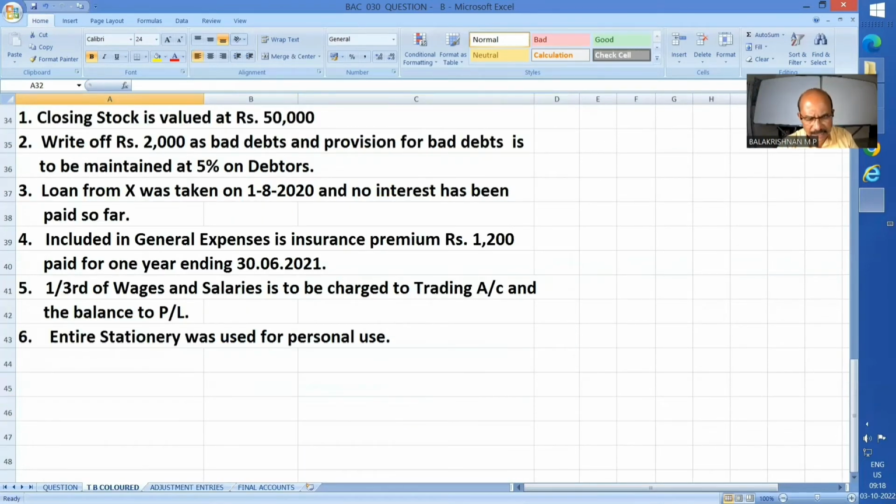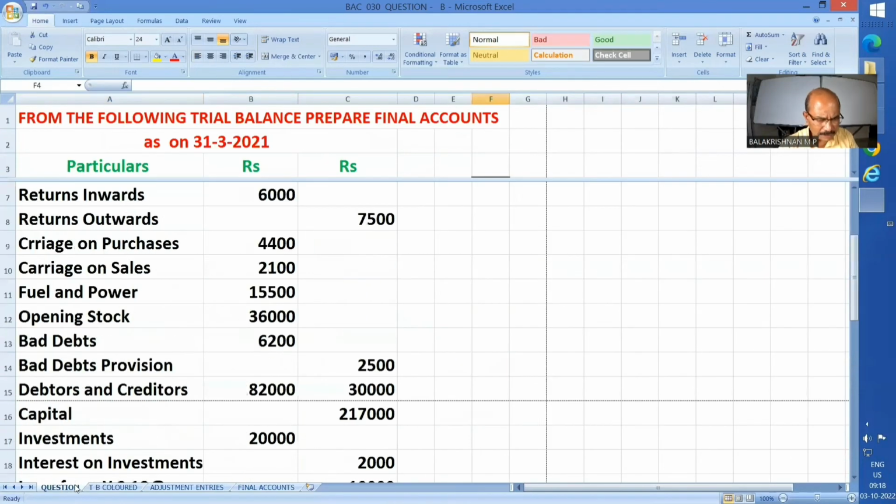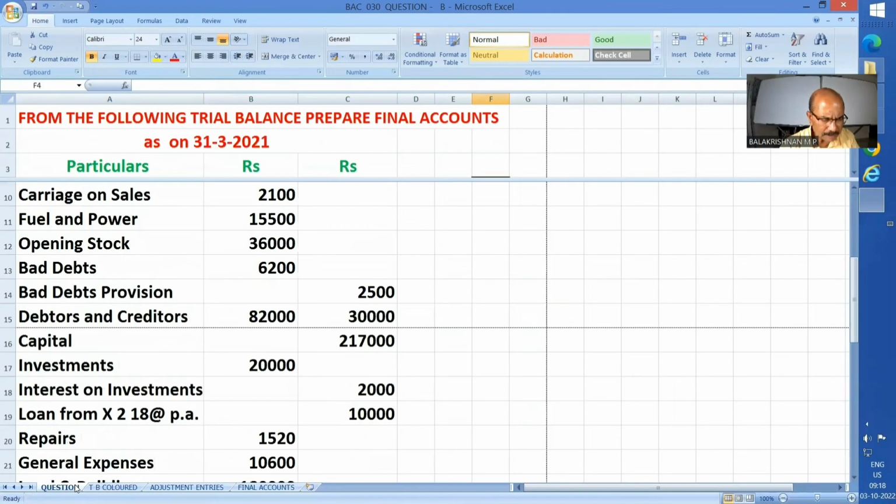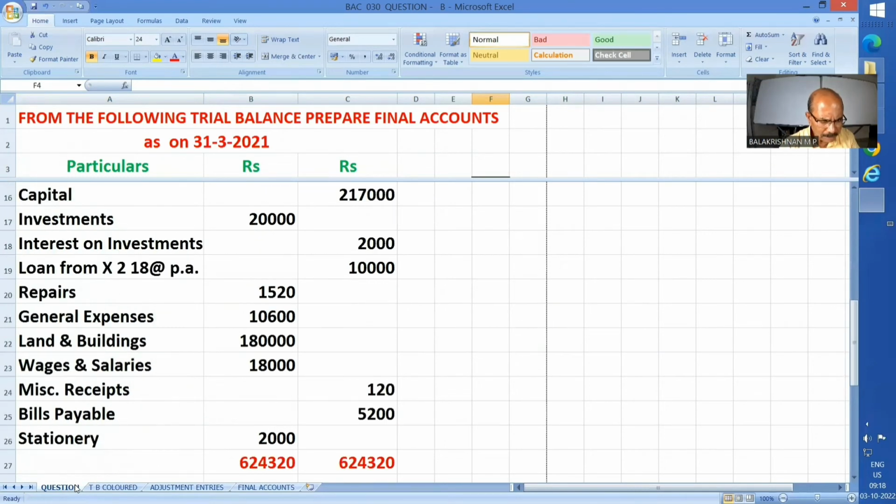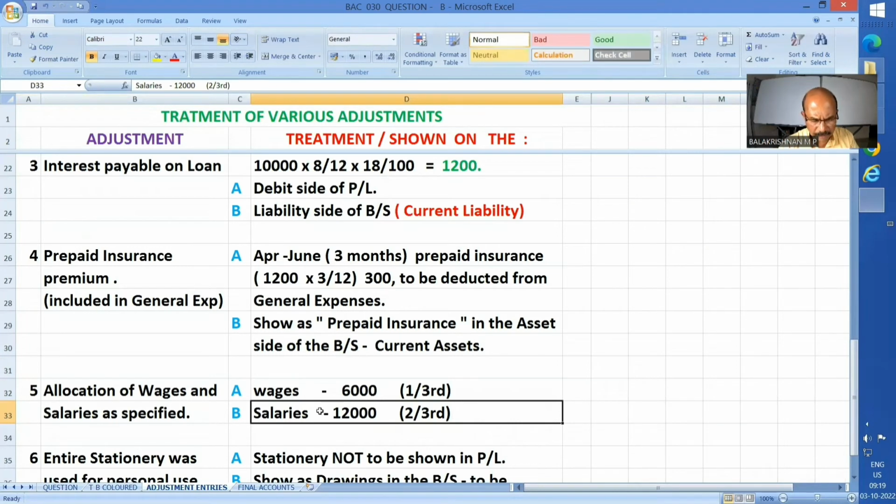1/3 of wages and salaries is to be charged to trading account and the balance to P&L account. Why they have given it like this is simple. We will see that they are not separately given the wages or the salaries. They are together, shown as wages and salaries. So to allocate it between trading account and profit and loss account only, they have given it. Okay. So 1/3 wages 6,000, 2/3 salaries 12,000. Respectively show wages in the trading account, salaries in the profit and loss account. It's a minor thing.